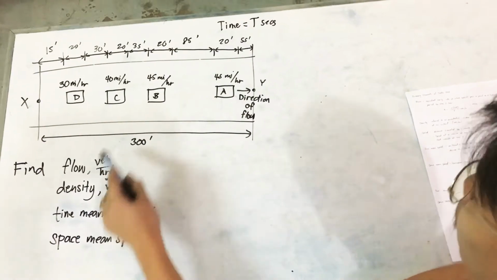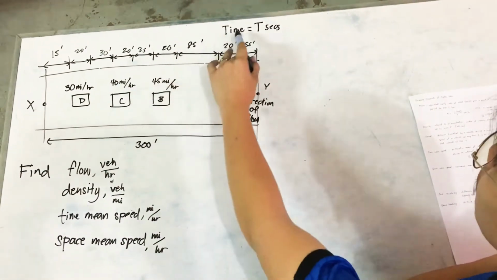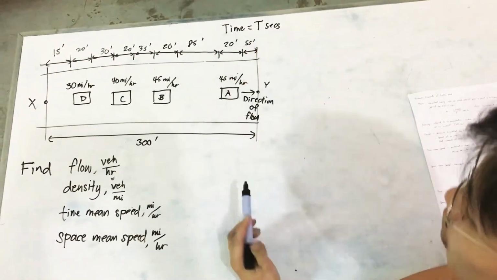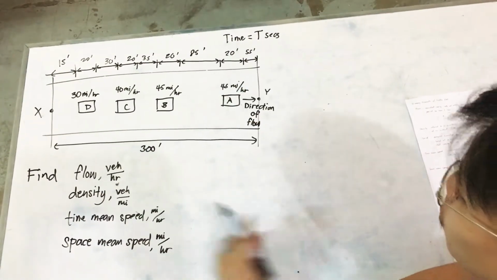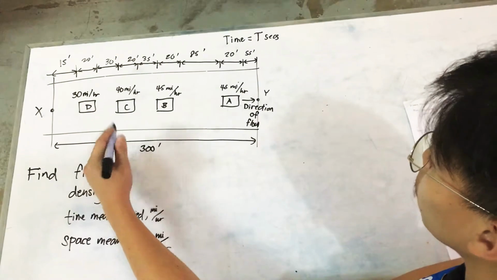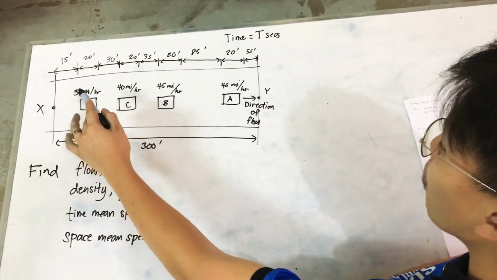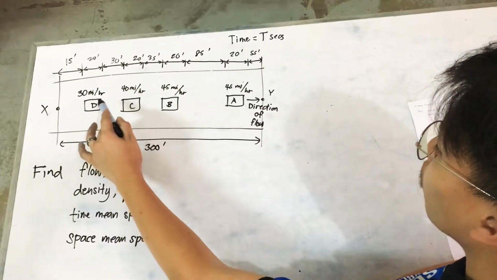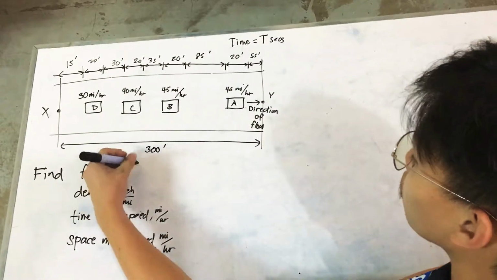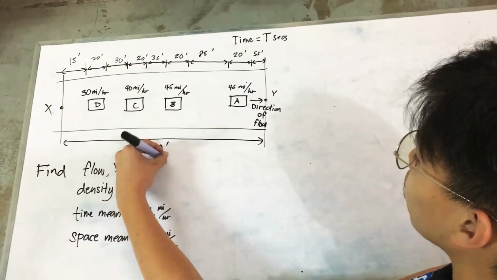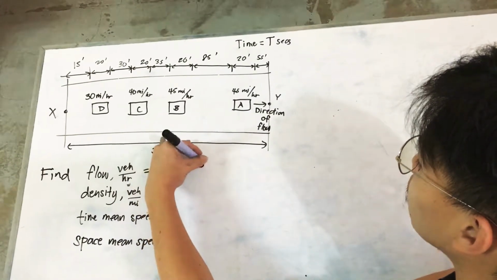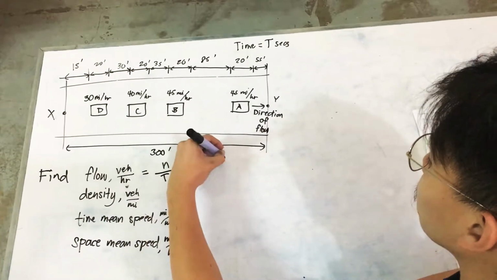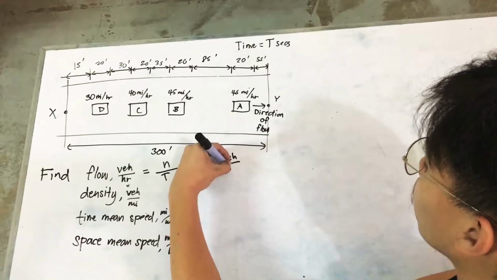So, less than 1 hour for the time. In our problem, the time is T seconds, no? So, vehicles per hour, and our time is in seconds, no? So, the number of vehicles per hour. How many vehicles are there now? There are 1, 2, 3, 4. So, the formula goes N over T and then times 3,600. So that makes it vehicles per hour.